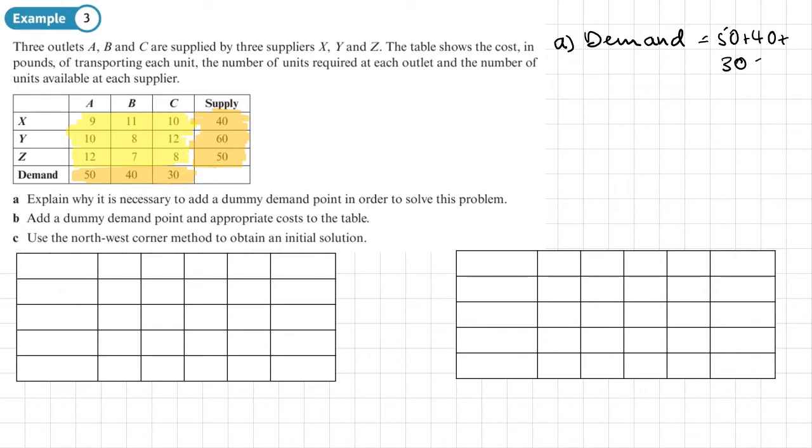So the demand is 120, and now I'm going to be looking at the supply, how much is able to be supplied. So the total of the supply is 40 plus 60 plus 50.